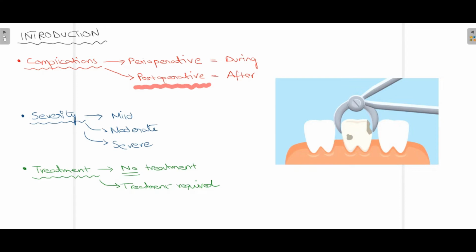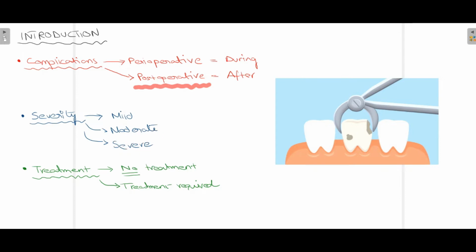But on the other hand, post-operative complication is a complication that arises after the tooth has been extracted out of the socket. That post-operative complication can arise, for example, 1 day after, 2 days, 3 days, even after a week. So, any complication that arises after the tooth has been extracted is called a post-operative complication. These complications are divided into three categories. They can be mild, moderate, or severe.